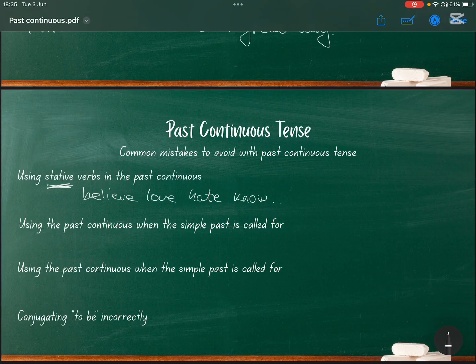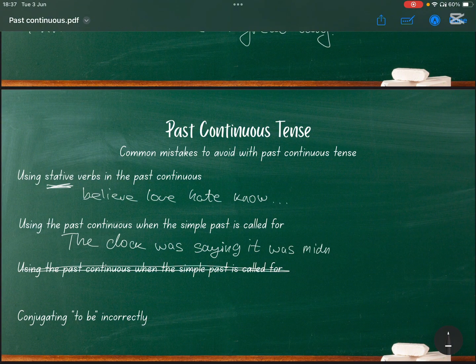The next one, I don't know why I put it twice, but using the past continuous when the simple past is called for. Sometimes we complicate things unnecessarily. For example, this sentence, the clock was saying it was midnight, where you can clearly say the clock said it was midnight, just using the simple past tense. Lastly, pay attention to use the correct form of the verb to be, or to conjugate the verb to be correctly based on the personal pronouns you're using. Are you talking about singular or plural? And always in the past tense.